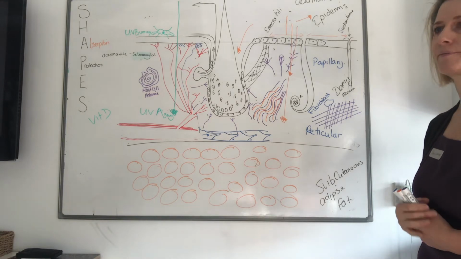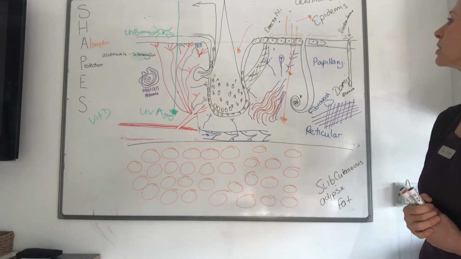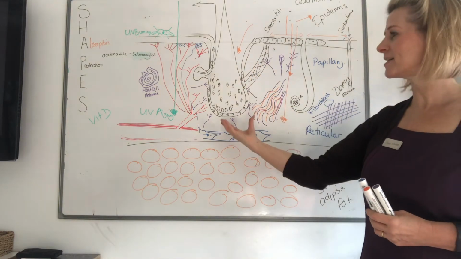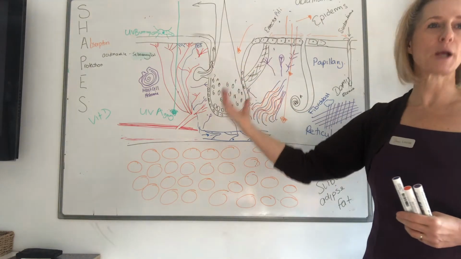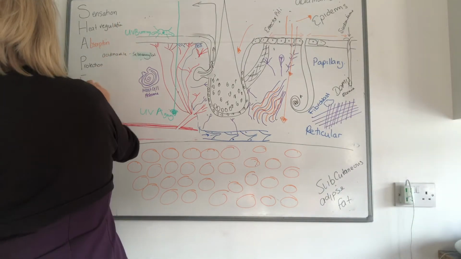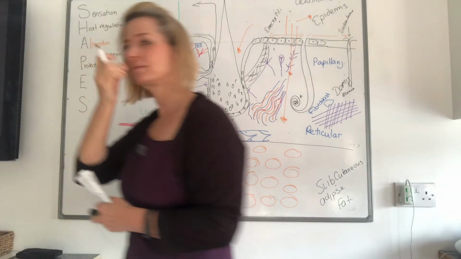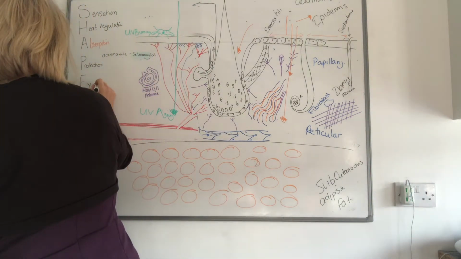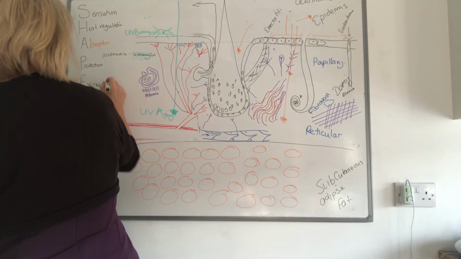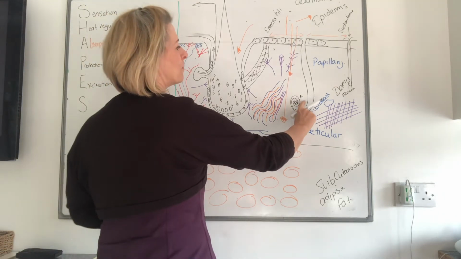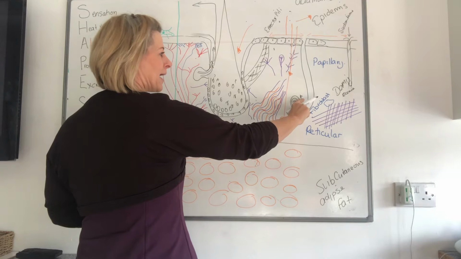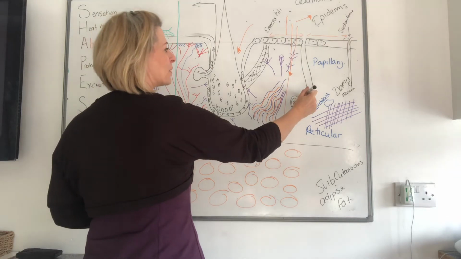Anything else we could mention in protection? The hair itself. The main reason that we have hair that sits in the dermis is because of protection. So what's E? Excretion. Yeah, well done. So we excrete from this gland here, which we called the apocrine.